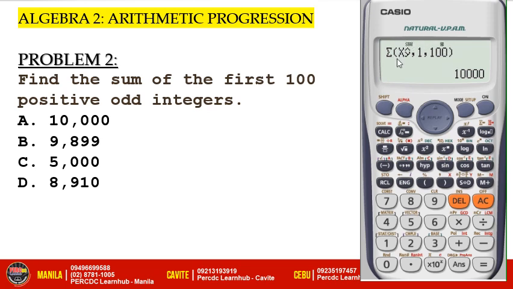Kung sasabihin sa problem, sum from 5th to 55th term, 5 at saka 55 ang ilalagay natin dito sa 100. Okay, so the answer for this problem is letter A, that is 10,000.